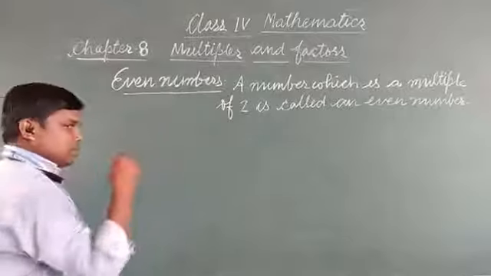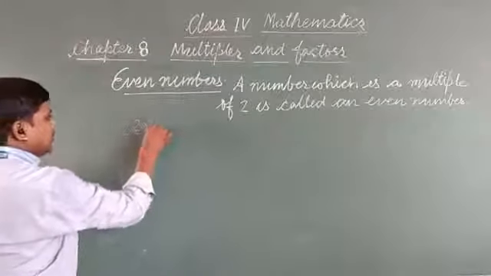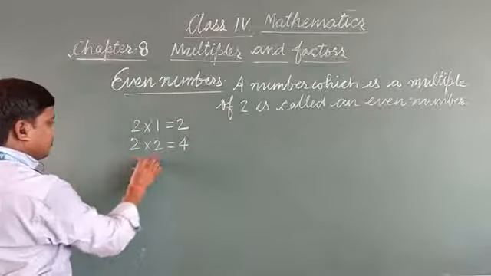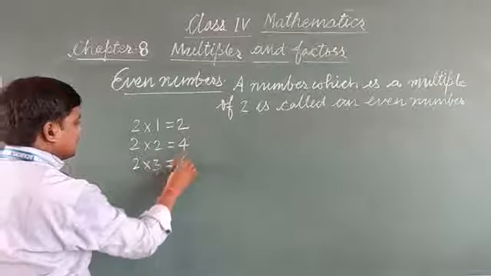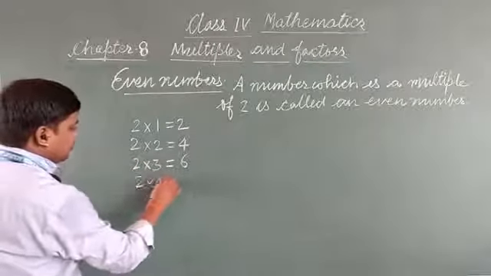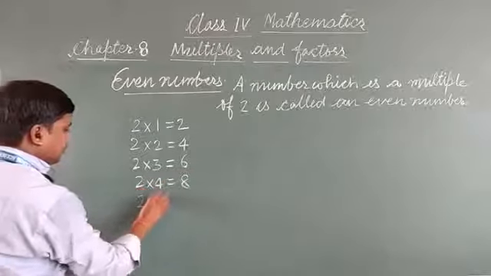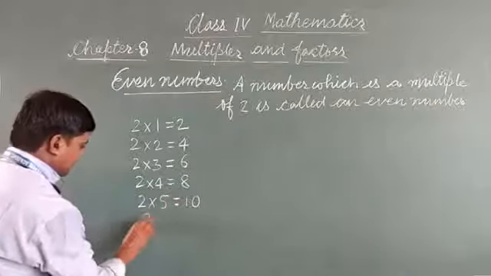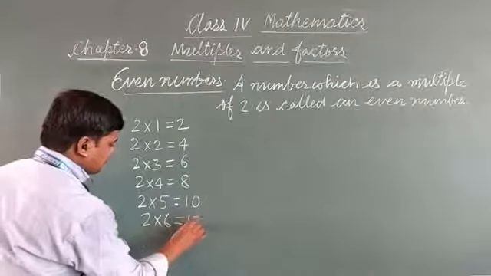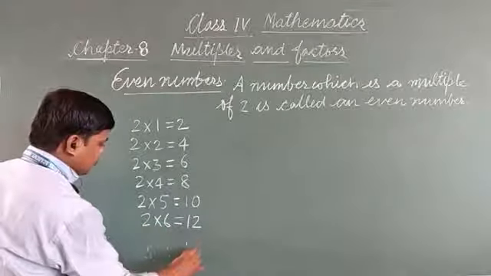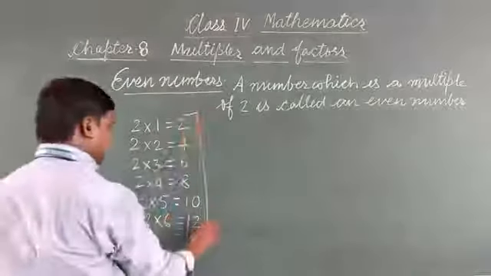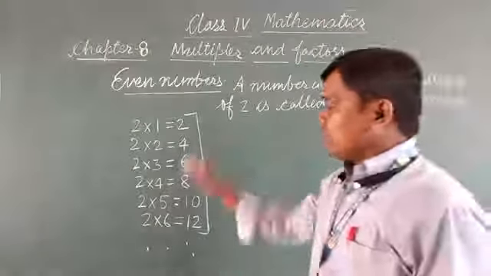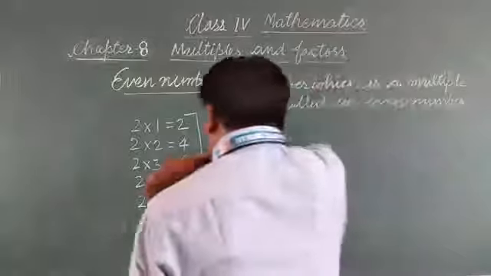So when we write multiples of 2, we write 2 into 1, 2, 2 into 2, 4, 2 into 3, 6, 2 into 4, 8, 2 into 5, 10, 2 into 6, 12, and so on. So these numbers are called even numbers.